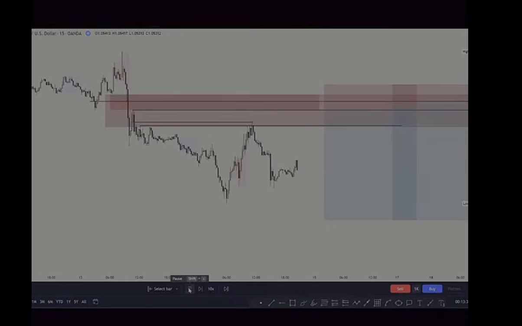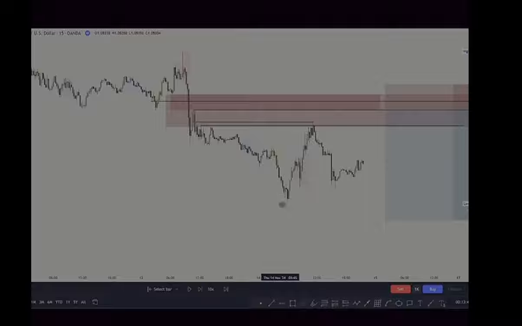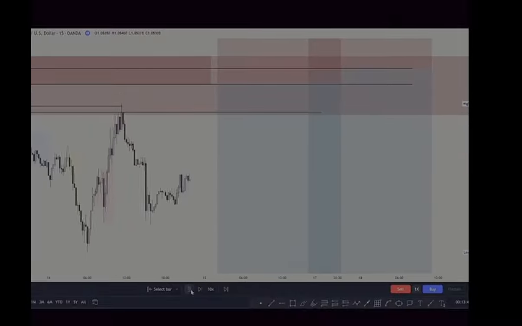Now, playing the price action, you see how price goes to a zone and then pushes lower. It goes to another zone and maybe pushes lower, and it continues like this. So let's see the next one.